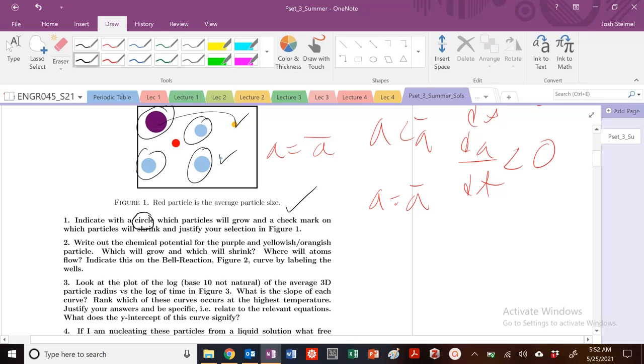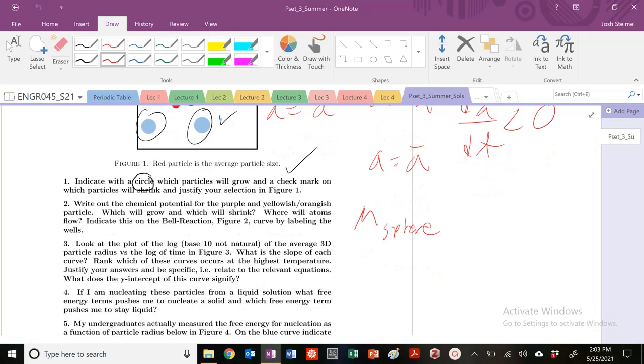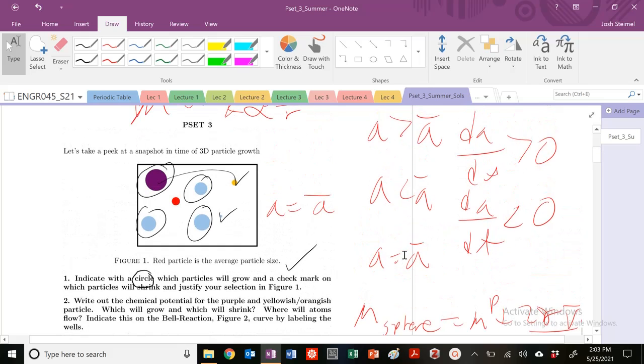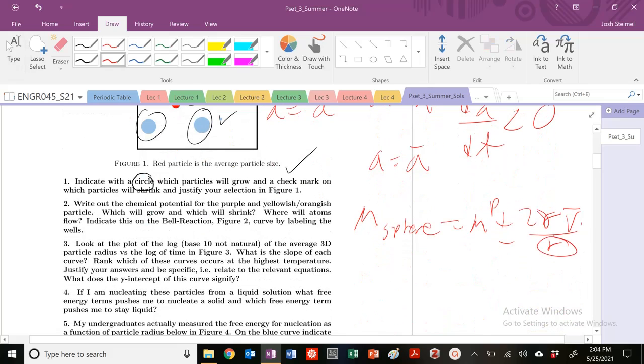Now write out the chemical potential for the purple and the yellowish-orange particle, and say which will grow and which will shrink. Where will the atoms flow? Indicate it in the Bell reaction curve in figure 2 by labeling the wells. In general, the chemical potential of a sphere is the chemical potential of an infinite plate plus or minus 2 gamma, the surface tension, V bar over R. Whether that is positive or negative, and the relative magnitudes, depends on the radius of our particle.